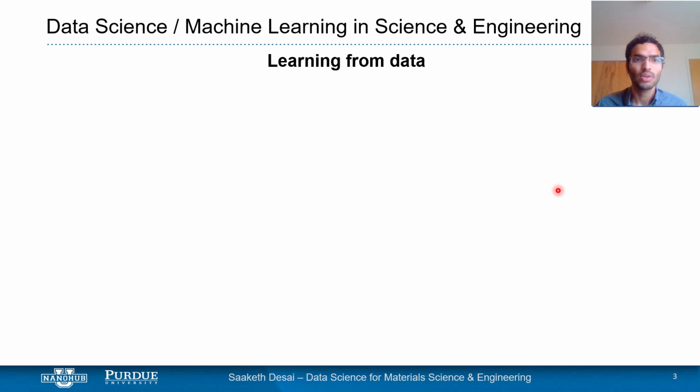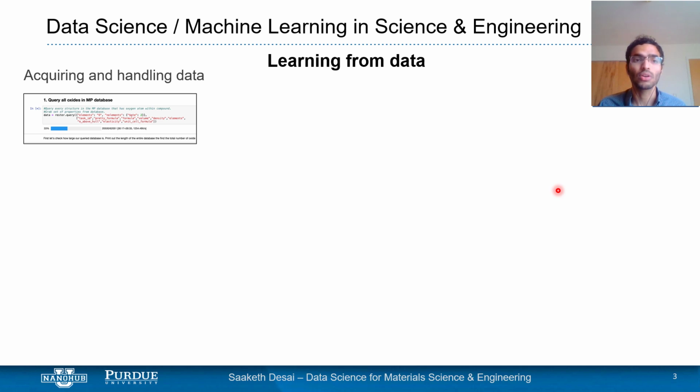Before I begin talking about neural networks, I wanted to give a big picture overview of data science and machine learning in science and engineering, and give today's lecture some context. The broad theme of this series is to explore data science and machine learning methods in material science, the big concept of which is learning from data. And there are various aspects to this, some of which we have already covered in this series, some of which we will continue to. For instance, the first module talked about acquiring and handling data. A wide variety of data sets exist today in Materials Project, Citrination. We've looked at how to acquire and handle such data sets.